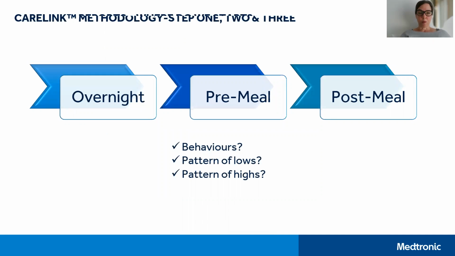We do this by using our CareLink 3-step methodology. We always look at the overnight first, followed by the pre-meal periods, and then the post-meal periods. And of course, we're always looking for those behaviors that we can adapt to improve, patterns of any lows, because this is when we're vulnerable and at risk, and patterns of highs that might help us to mitigate long-term complications.